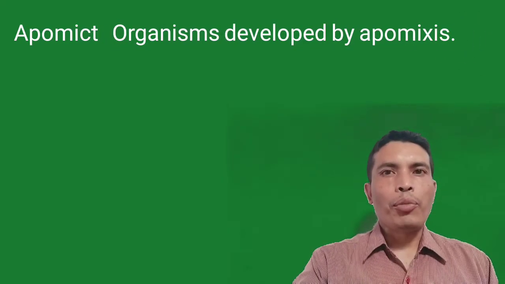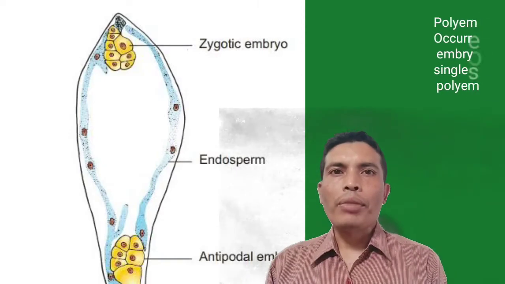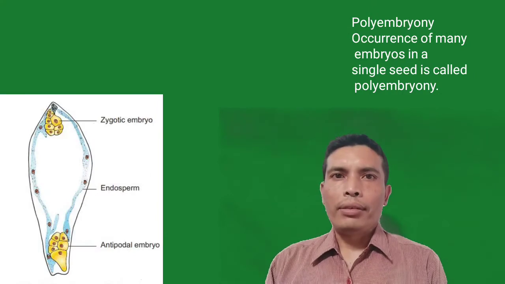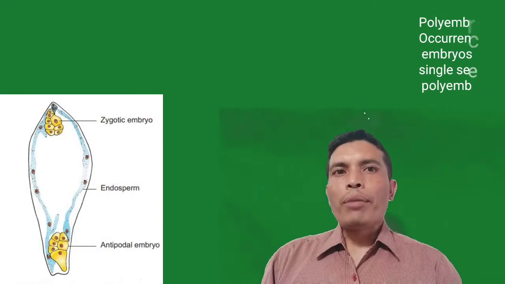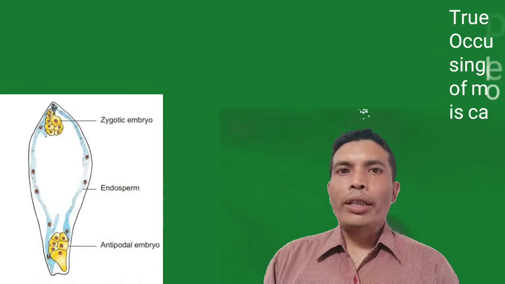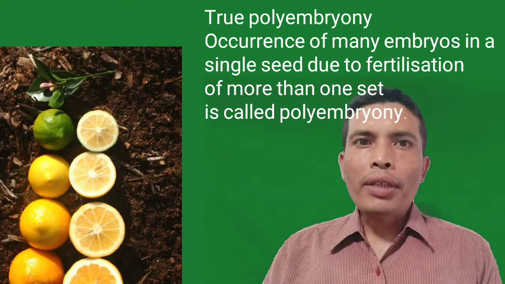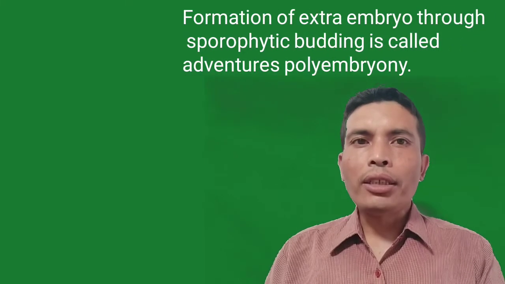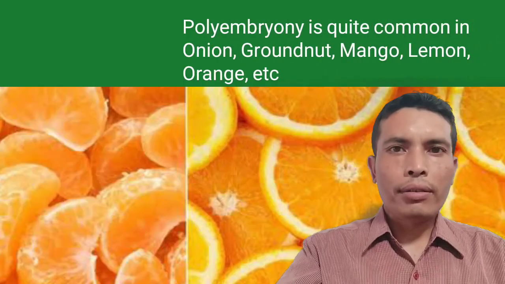Next is polyembryony. What is polyembryony? Occurrence of many embryos in a seed is called polyembryony. Occurrence of polyembryony due to fertilization of more than one egg is called simple polyembryony. Formation of extra embryos through sporophytic budding is called adventive embryony. Polyembryony is quite common in onion, groundnut, mango, lemon, and orange.